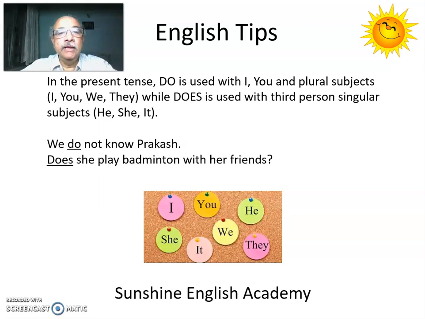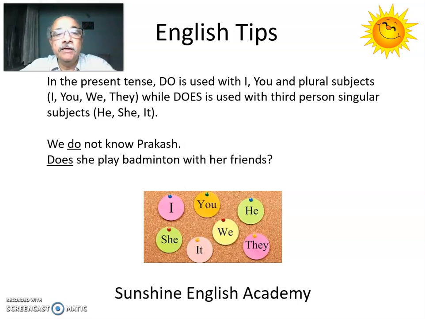Next rule, in the present tense, do is used along with the subjects I, you, and other plural subjects, while does is used along with third person singular subjects, that is, he, she, and it. Please note that this rule pertains to the simple present tense only. In other tenses, the verbs do not change according to the subject.